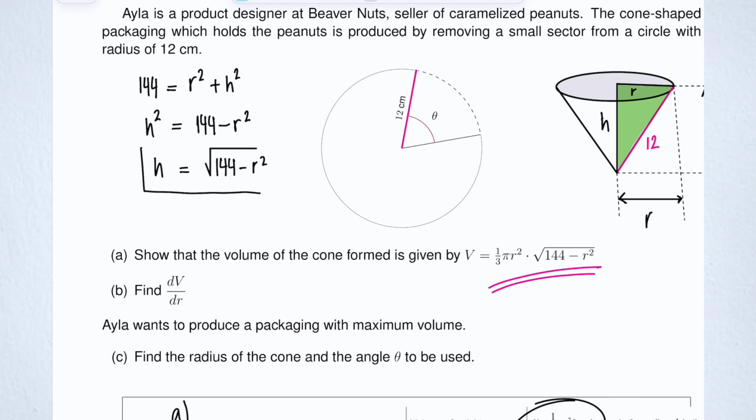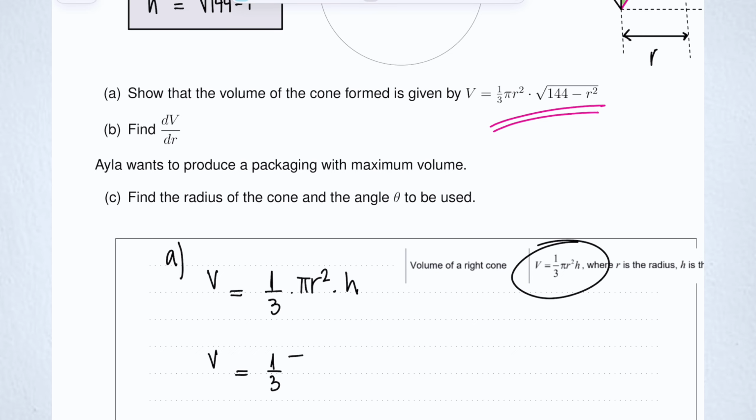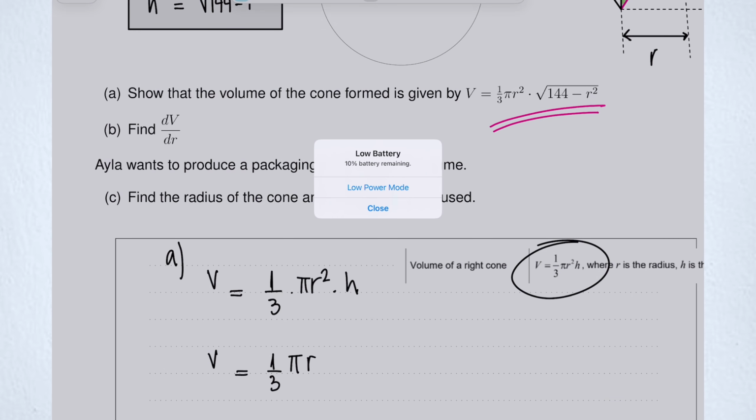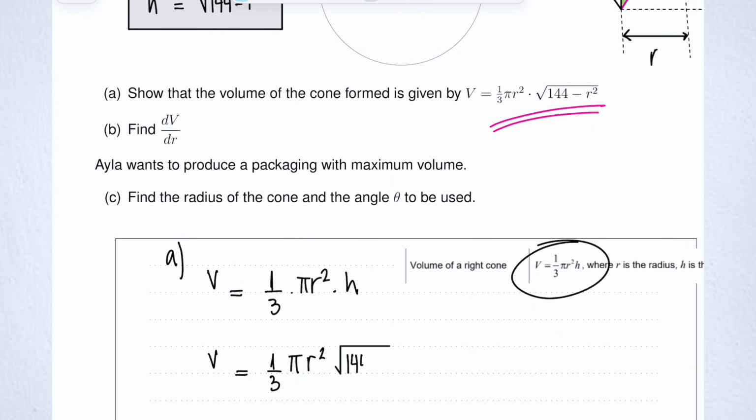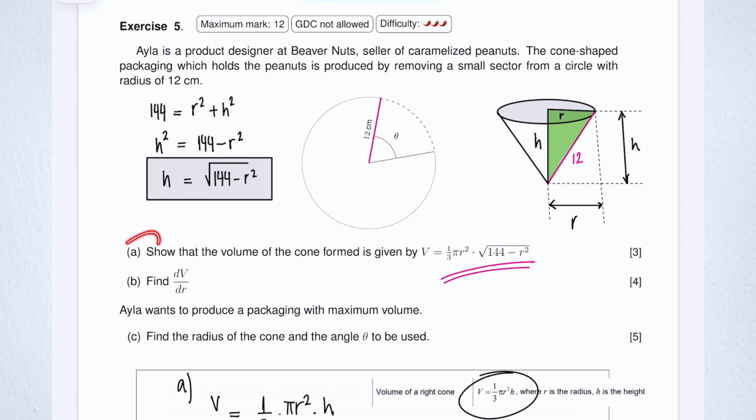Therefore, we have our height as a function of the radius. So our volume is indeed 1/3 pi r squared times the root of 144 minus r squared. What's harder in this exercise is to identify the fact that this 12 is the slant height. Everything else is just fine.